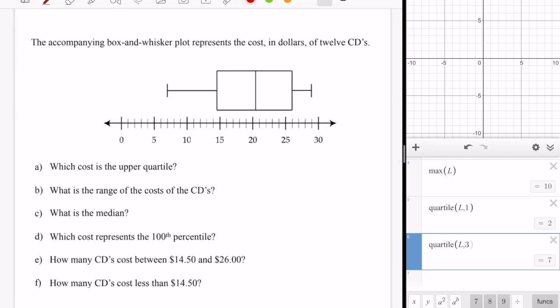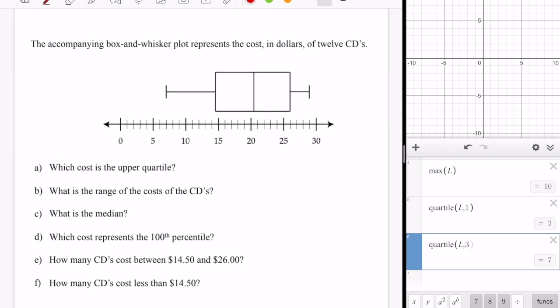Okay, example 2. The box and whisker plot represents the cost of 12 CDs. Which cost is the upper quartile? So that's Q3, which is here. So Q3 falls at $26.